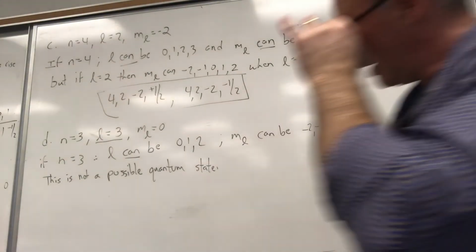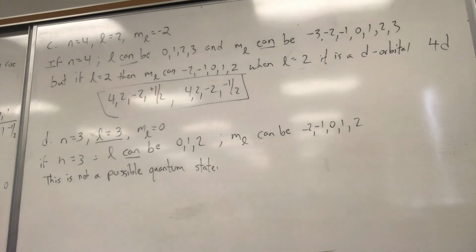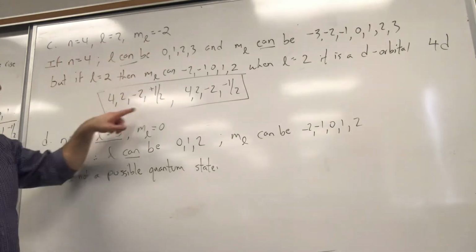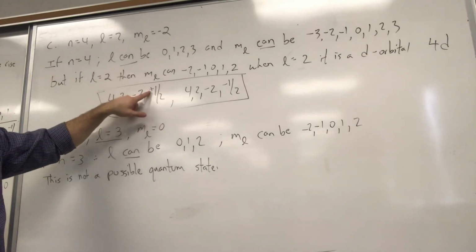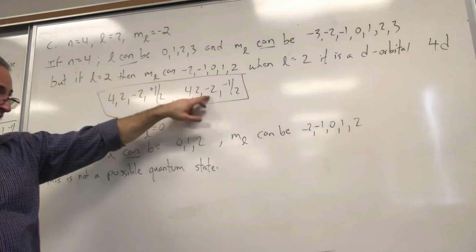Okay. So question C, it says the parameters are n equals 4, l equals 2, and m sub l equals -2. Now, if n equals 4, l can be 0, 1, 2, or 3, and m sub l can be anywhere from -3 to +3. But if they say that l equals 2, then m sub l can only be -2 to +2. And when l equals 2, then it's going to be a d orbital. It's a 4d orbital. And so applying the parameters they give us here, 4, 2, -2, +1/2, that's the magnetic spin, and 4, 2, -2, -1/2.